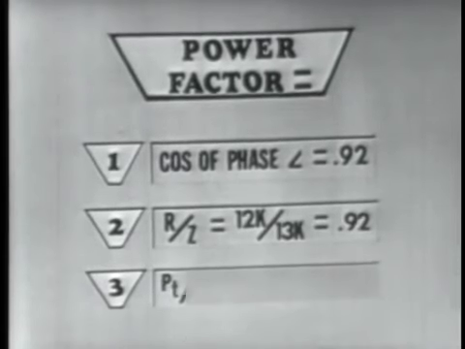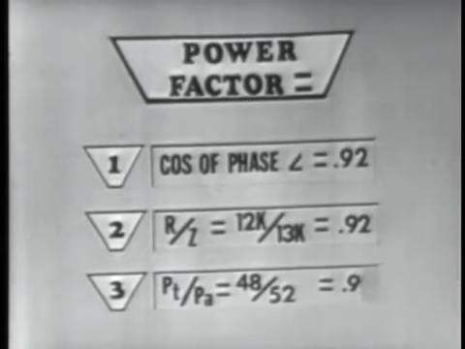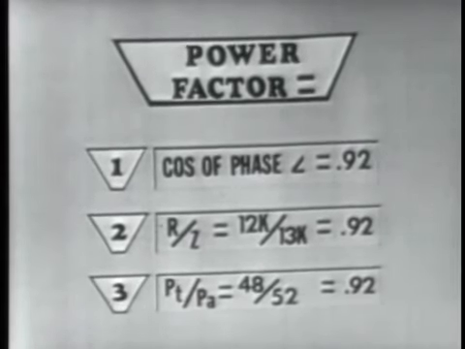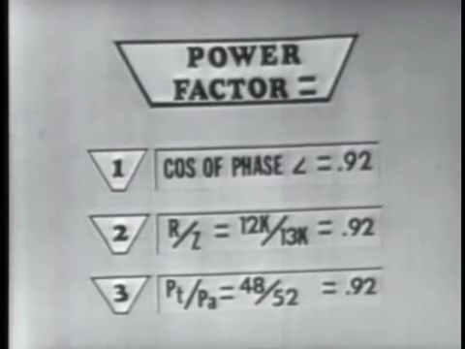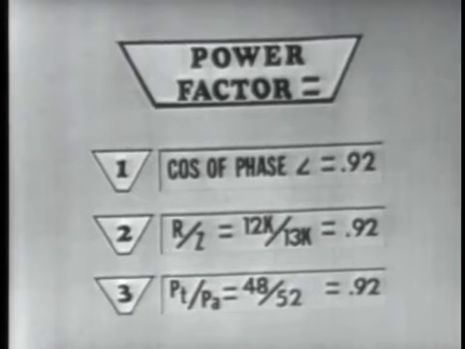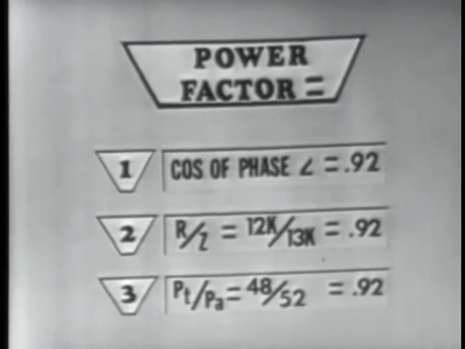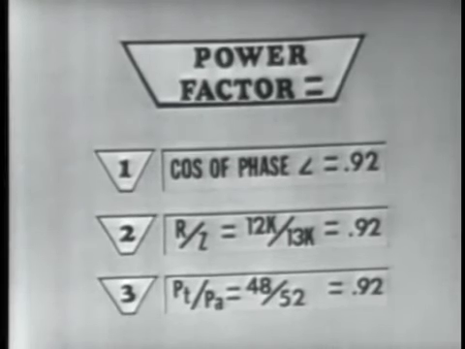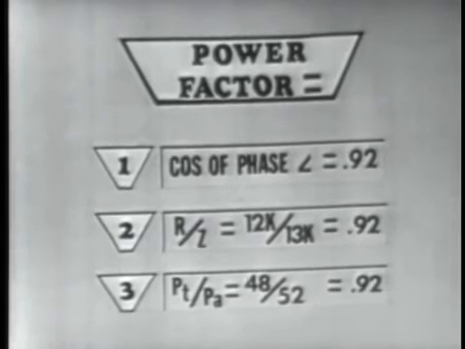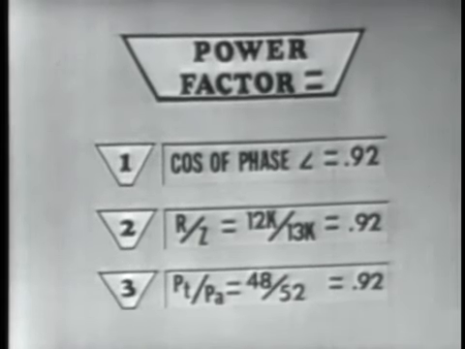And number three, the power factor is equal to the true power divided by the apparent power. In our problem, 48 milliwatts divided by 52 millivolt amperes, which is equal to 0.92. Note, in all three, the answer is identical. This is a good check on solving your problems. If you come out with a power factor the same in all three formulas, why, rest assured your computations are correct.